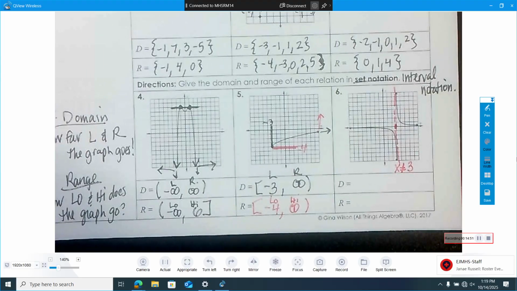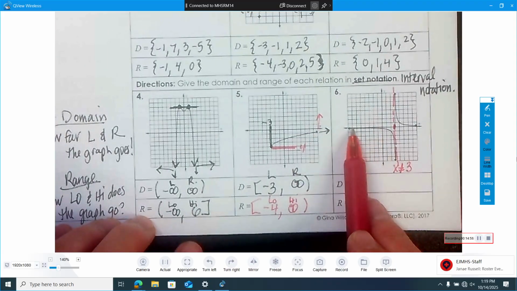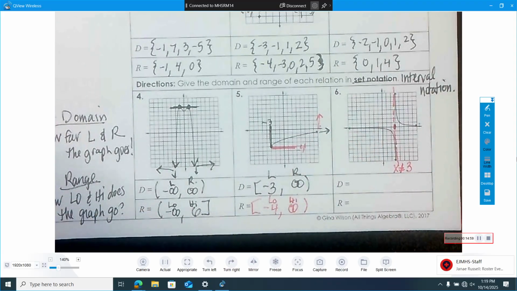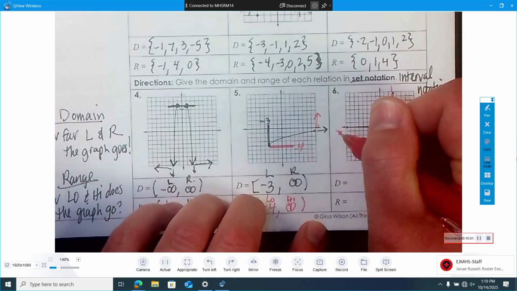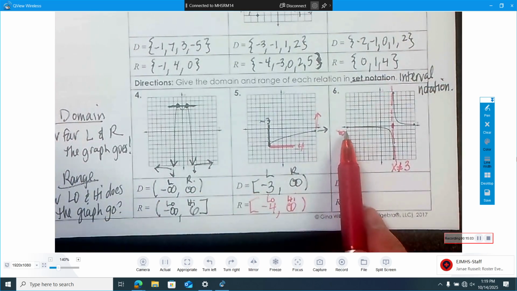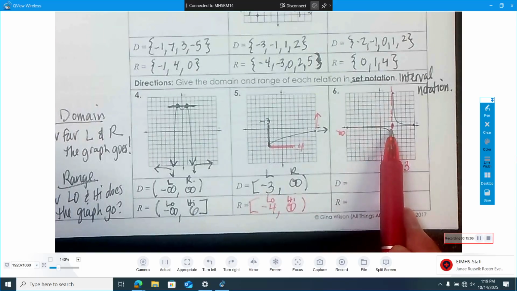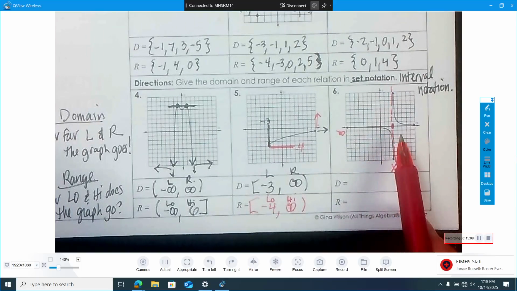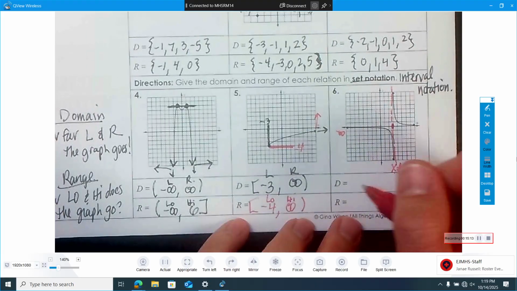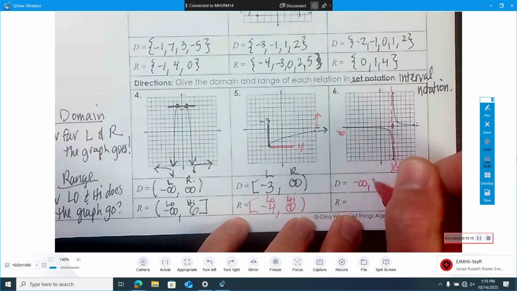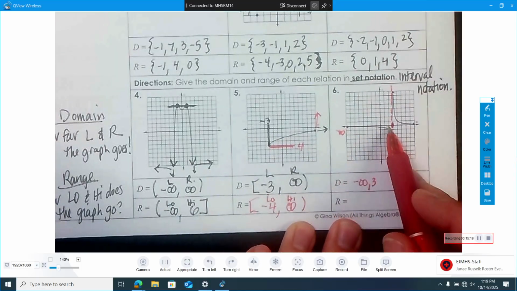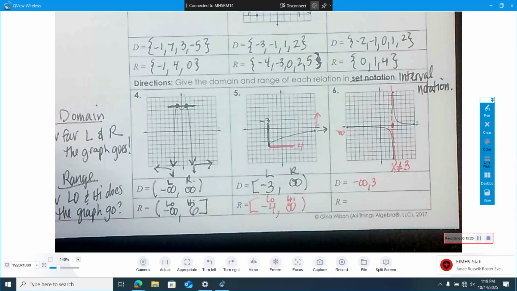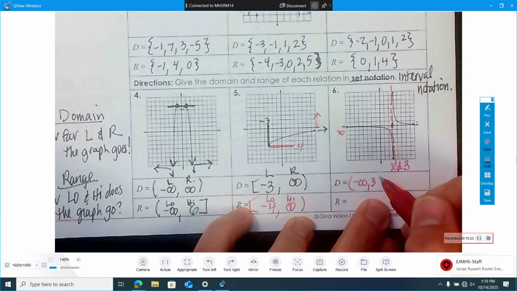So what's the domain? How far to the left does this graph go? Yeah, it goes to negative infinity, okay? And then it comes along, moving along to the right here, and then it says, whoa, hold up. I can't do anything at 3. X is not allowed to be 3. So we're going from negative infinity to positive 3, where I can use every x value in between those. And I cannot use the 3, so we use a parenthesis.